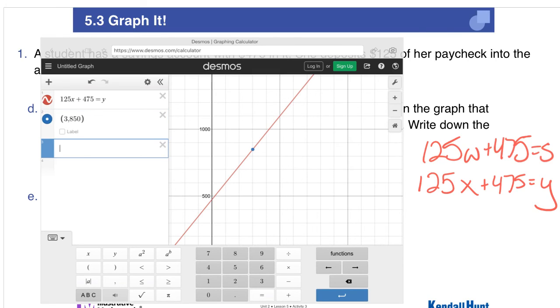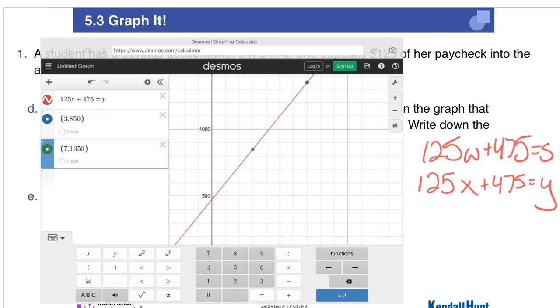The other point we're going to put in is how many weeks it took her to get $1,350. And we remember that that took 7 weeks. And so I'm going to put in (7, 1,350). And again, it should end up right on the line. Move your graph around if you can't see it.